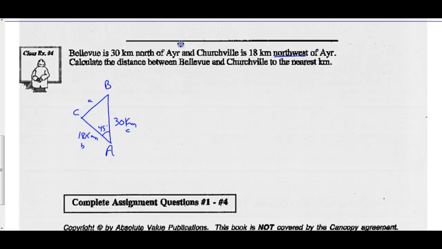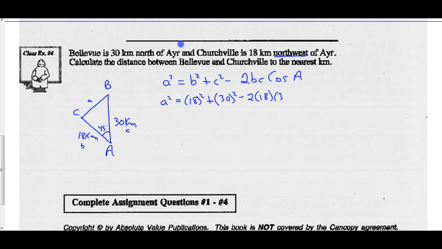I can now use my cosine law to figure out the length from Churchville to Bellevue, or lowercase a. So a squared is going to equal b squared plus c squared minus 2bc times the cosine of angle A. I've drawn my diagram. I can just substitute in now. So into this formula, little b is 18, so 18 squared, add little c was 30, minus 2 times b times c times the cosine of angle A. We said that's 45 degrees. Northwest is a 45-degree angle. So I've substituted in. I just have to do the calculator work now.